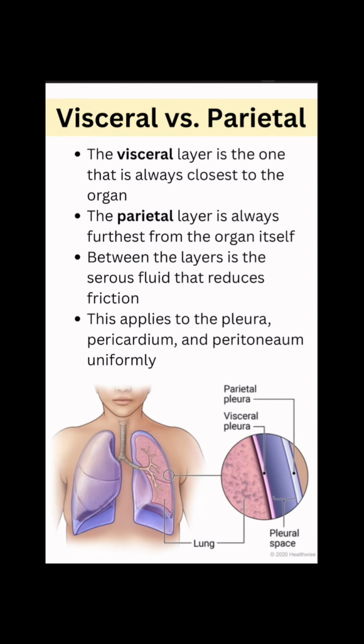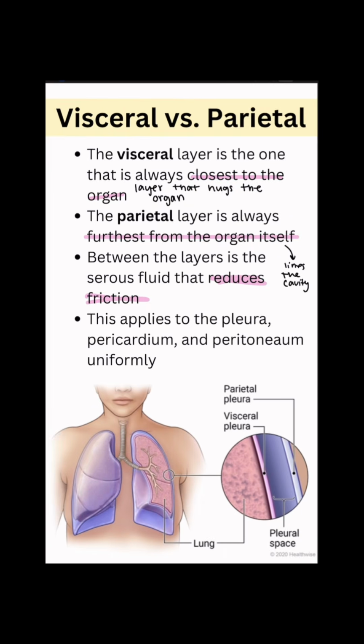So the visceral layer is the one that lies directly against the organ itself. The word visceral comes from viscera, which means internal organs. So think of visceral as the layer that hugs the organ. The parietal layer is the one that lines the cavity wall. So it's always the layer farther away from the organs. So between the visceral and parietal layers is where we find the serous fluid. And that fluid is what keeps everything moving smoothly without friction.